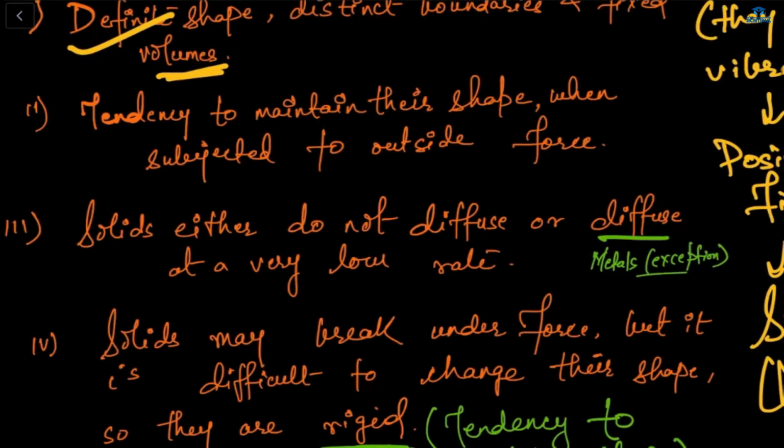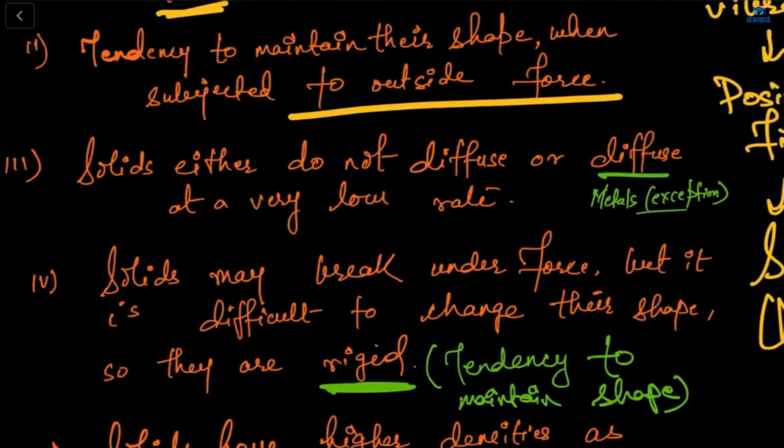Now next is what? The tendency to maintain their shape when they're subjected to outside force. They can maintain their shape, they have a volume. Solids either do not diffuse or diffuse at a very low rate. Now what is diffuse? Diffuse मतलब होता है जैसे कि let's say there's a beaker, in that beaker there's water, and if I'm pouring 1-2 drops of ink in that beaker, they diffuse with each other, right? So here solids basically don't diffuse, but some exceptions are there, which are some kinds of metals that diffuse with each other.